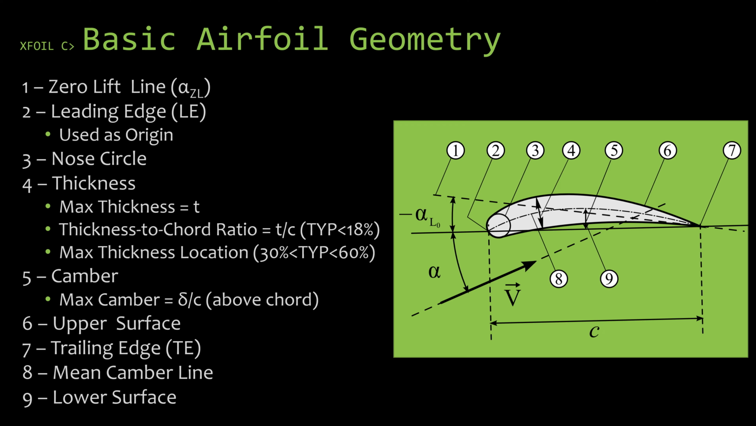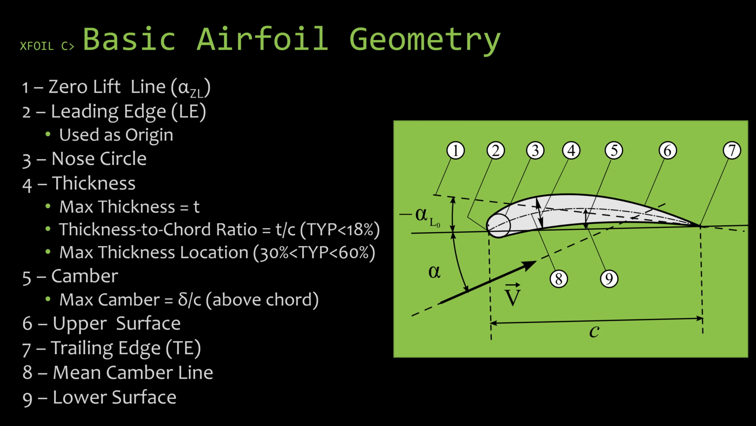And the maximum thickness is one of the important parameters that you'll hear a lot. You'll also hear the thickness to chord ratio, which is just the maximum thickness normalized by the chord distance. The C right there on the diagram, the chord being just the distance from the leading edge to the trailing edge.